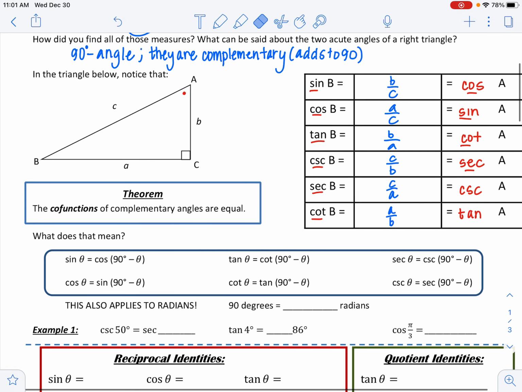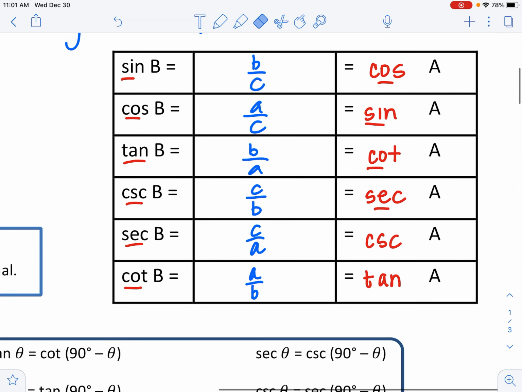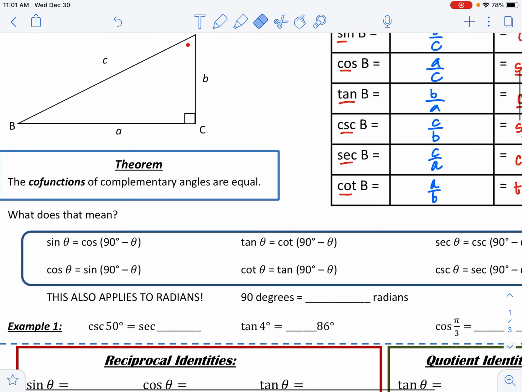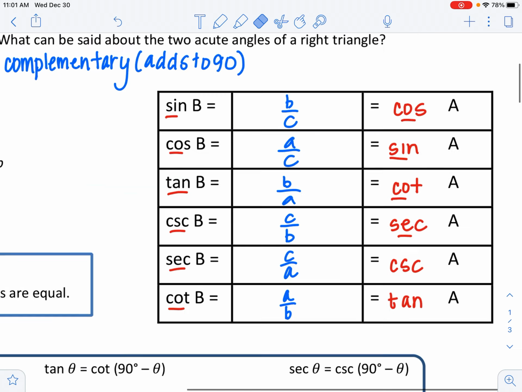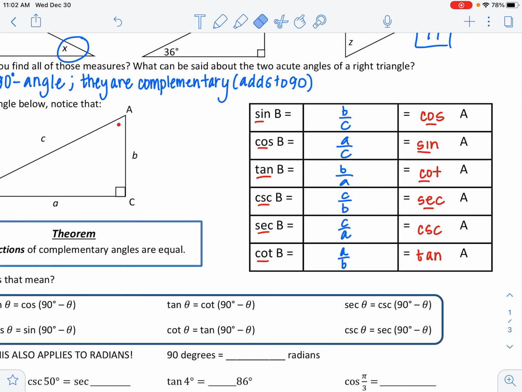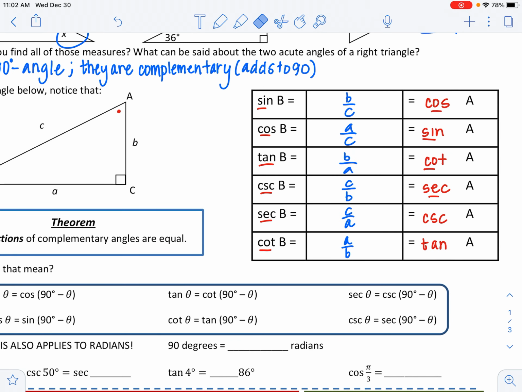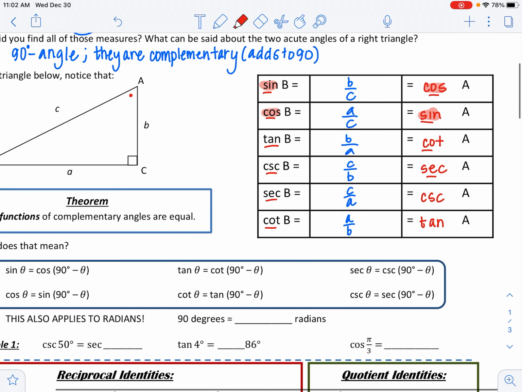So what do we notice from this triangle below and these things here? So we did notice a pattern. So obviously there's something that we can reflect on here. The cofunctions of complementary angles are equal. So what does that mean? Okay, so what I want you to realize is that sine, let me get a highlighter out here. Sine and cosine are cofunctions. Okay? The cofunctions of complementary angles are equal.